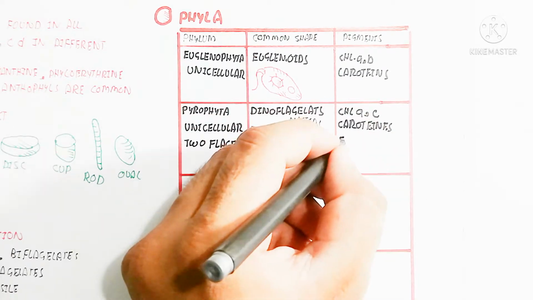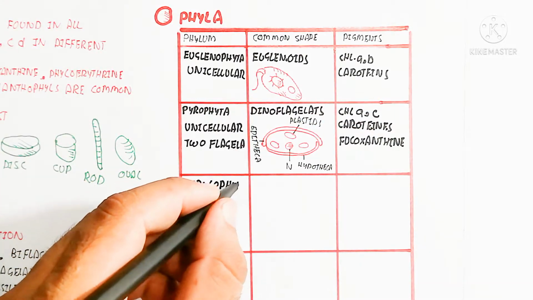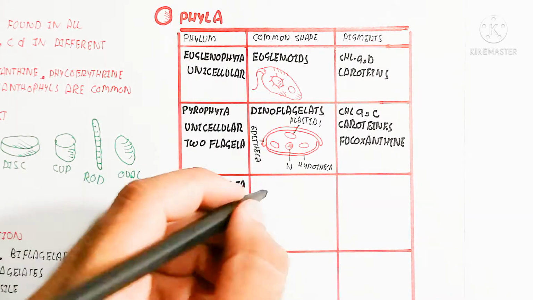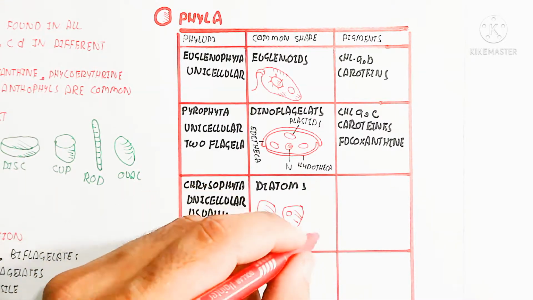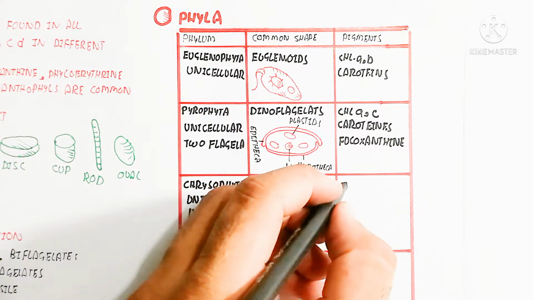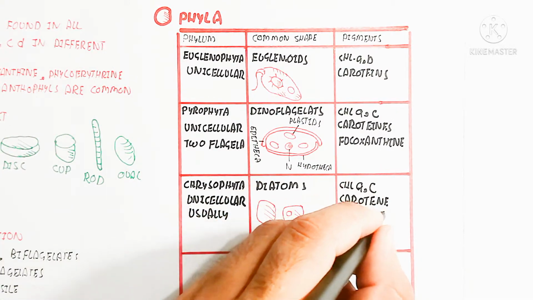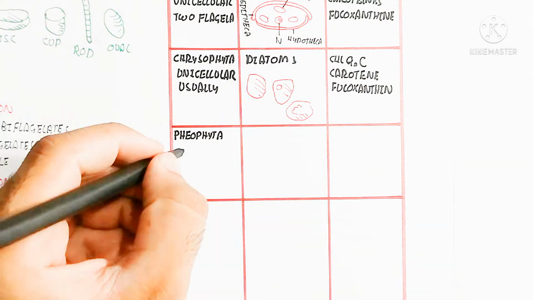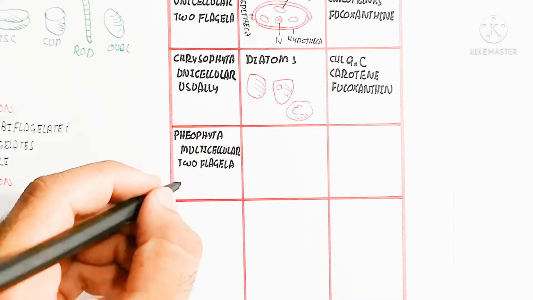So that means they can absorb different types of light as compared to the plant. So basically, that is the major significance. And chrysophyta are unicellular, and diatoms are the best example. The diatoms contain calcium carbonate basically. And on the other hand, chlorophyll A, carotene, and fucoxanthin are present.